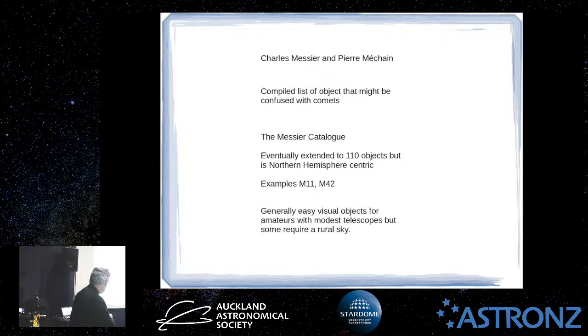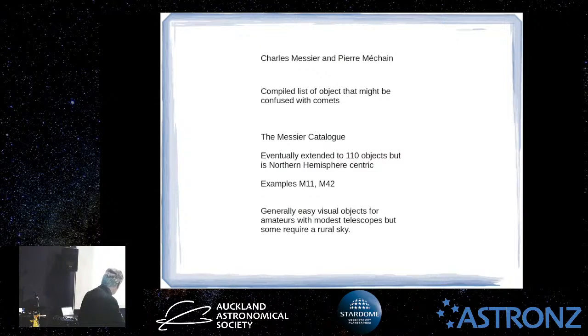Some of them don't make a lot of sense, like the Pleiades or Matariki cluster, M45. It's pretty obvious to anyone that it's not a comet. You can see the stars with your own eye. So there's a few things like that. I'm not really sure why they're in there. I guess it is a star cluster.